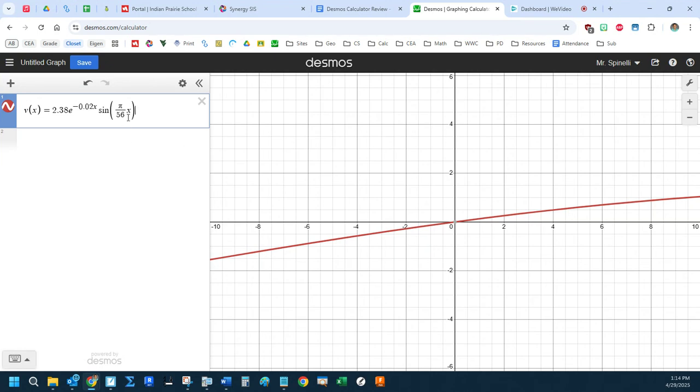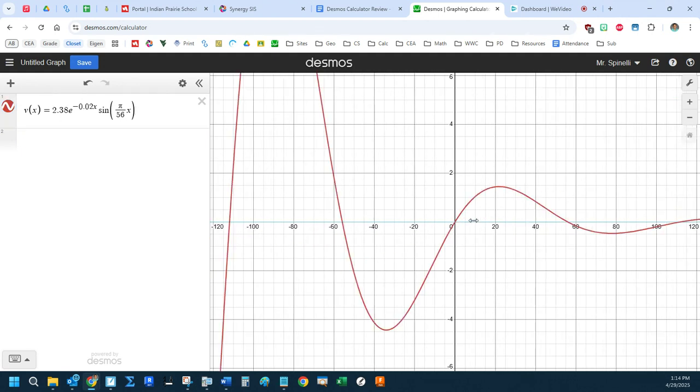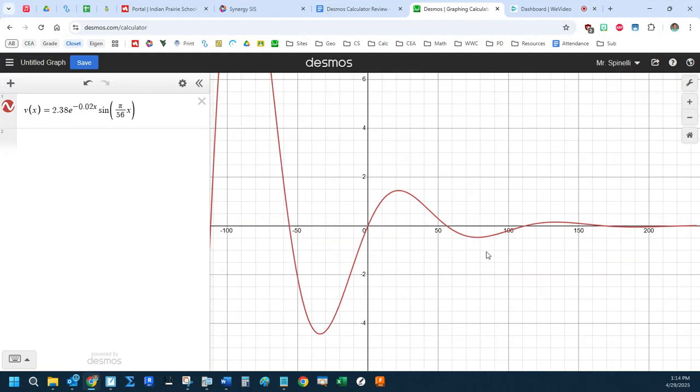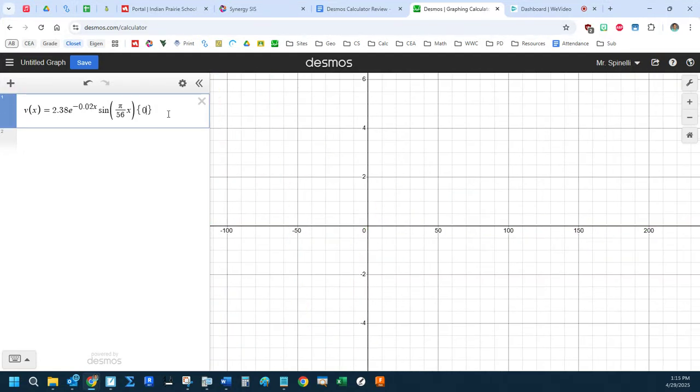It says find all times when the person changes directions on the interval 0 to 90. So really, I just need to focus my window on a particular area. Again, I could define this x going from 0 to 90. So there's my only answer. To change directions means your velocity needs to be 0 at that point, and you need to change signs in velocity. So this is going from positive to negative there. So that's my one location.